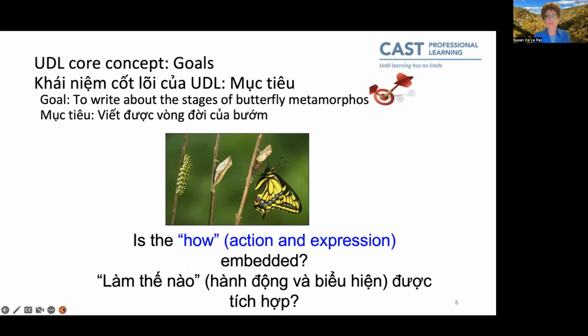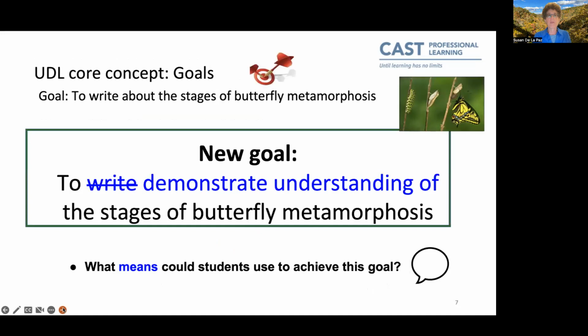You get the idea. Okay, now with academics, let's say the goal is to write about the stages of butterfly metamorphosis. Is the how, which I'm going to call action and expression, embedded? Well, it is if I say you have to write about it. But let's make a new goal: demonstrate understanding of the stages of butterfly metamorphosis. What are other ways or other means students could use to achieve this goal? We'll talk about that in class.